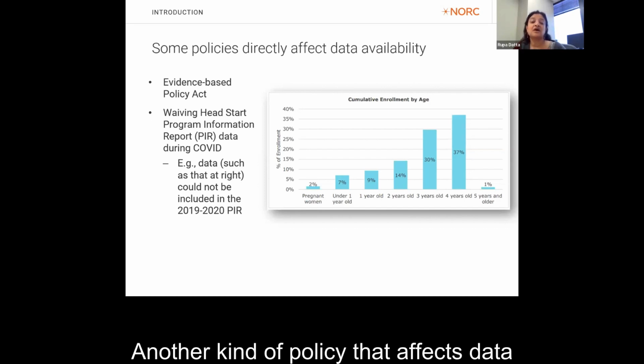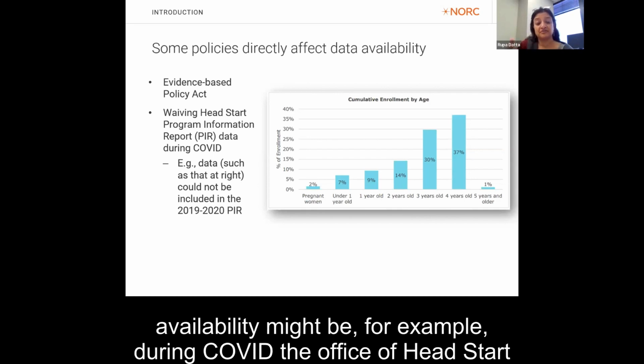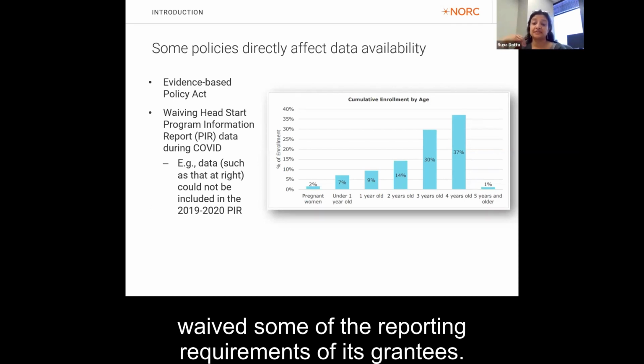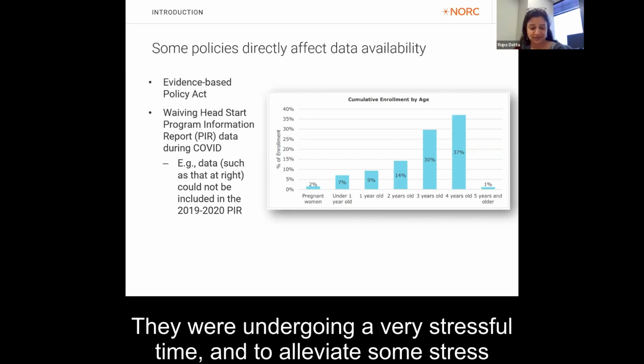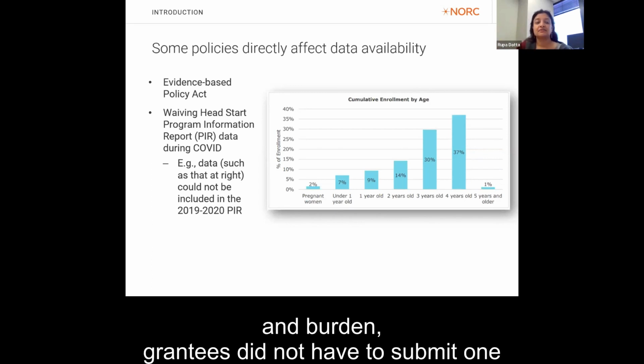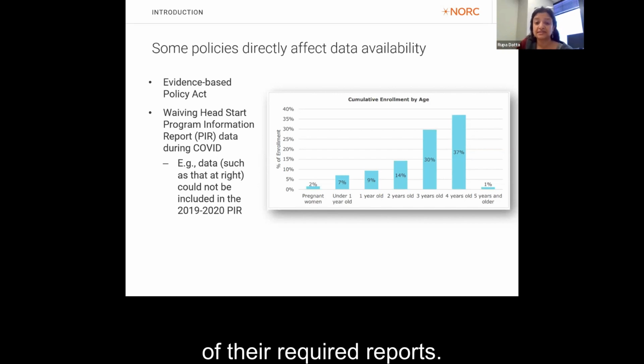Another kind of policy that affects data availability might be, for example, during COVID, the Office of Head Start waived some of the reporting requirements of its grantees. They were undergoing a very stressful time, and to alleviate some stress and burden, grantees did not have to submit one of their required reports.